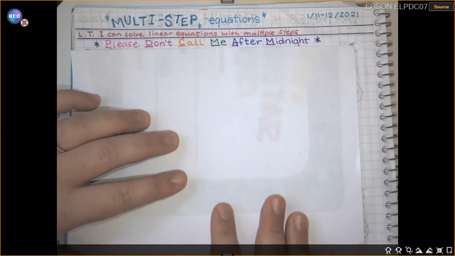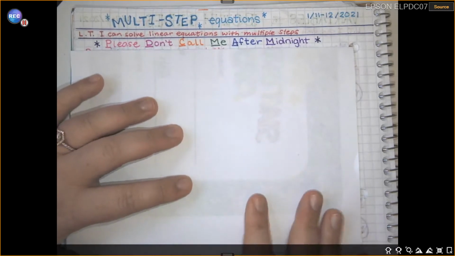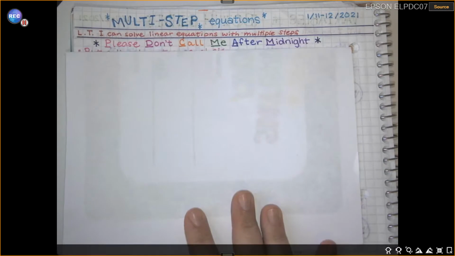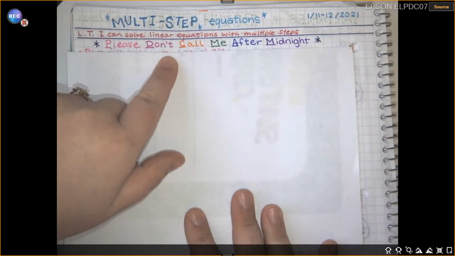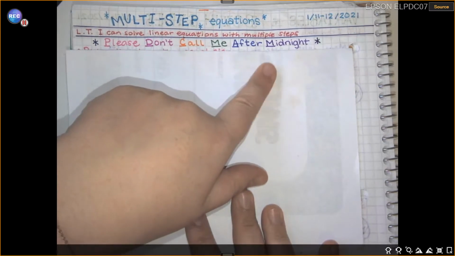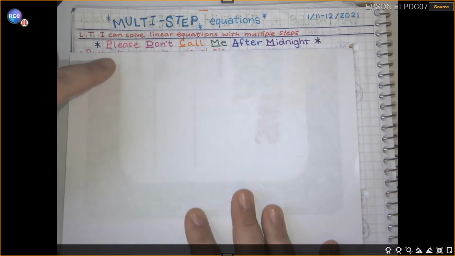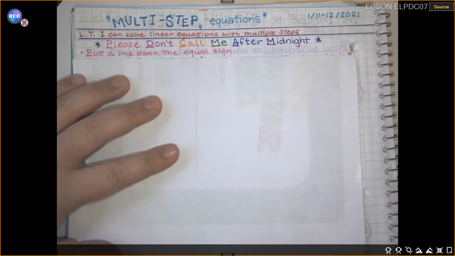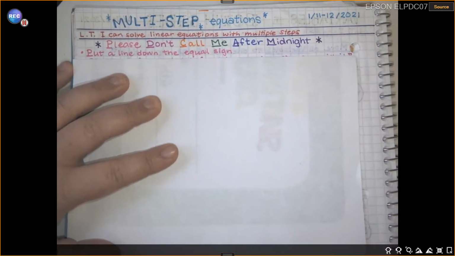So the little saying I use to remember this order is, please don't call me after midnight. Okay, so the first letter of each word represents the steps. So please, the P means put a line down the equal sign. So that's not different. That's what we've been doing. You just put a line down the equal sign.